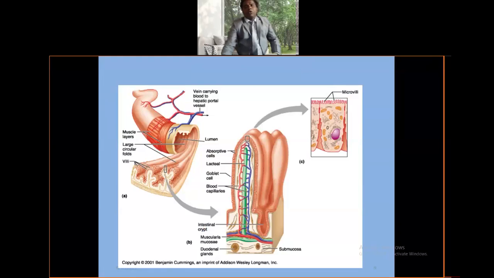Okay, we have seen in the diagram what parts are there in the small intestine. Muscle layers are there, large circular folds, the lumen, and these are all the villi. The villi contain many foldings, blood capillaries, goblet cells, lacteal cells and absorptive cells, which are connected with the blood also. Then the submucosal layer, muscularis mucosa, and intestinal crypts are present. The surface covering is called microvilli.